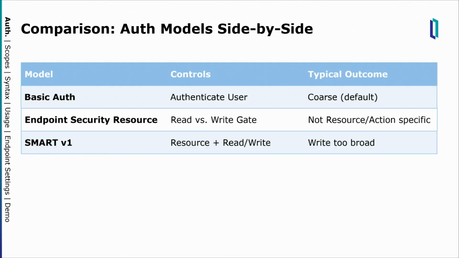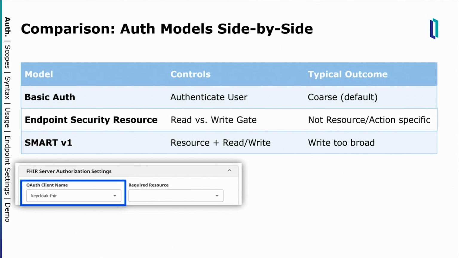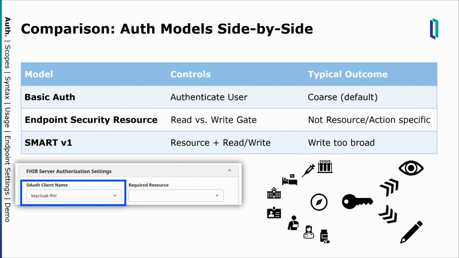On other stages, and here we're already coming to SMART, this was version 1. So you have to set up the OAuth and all that stuff. You need to set up an OAuth client. Again, we're not going to get into that right now. And once you do that, then you can define per resource type if you can read or write. And here we're getting into scopes already.